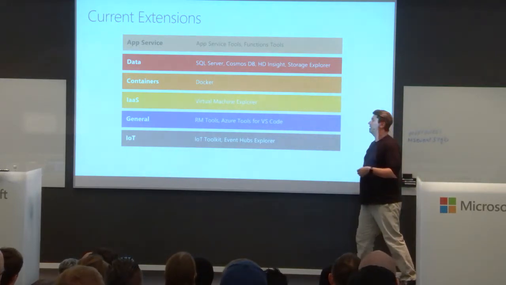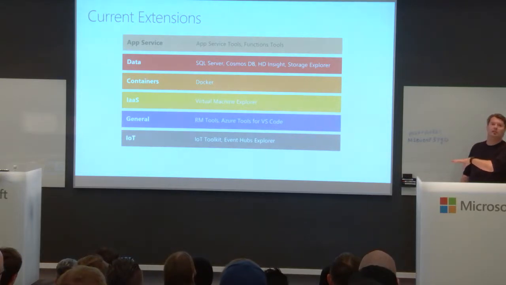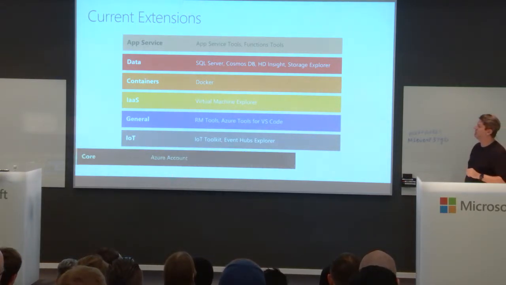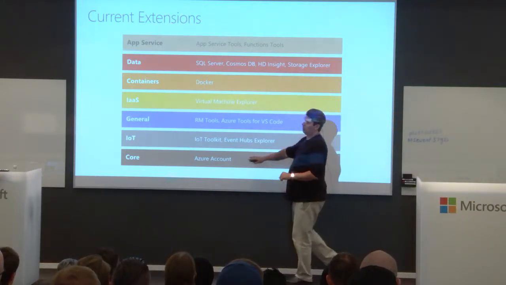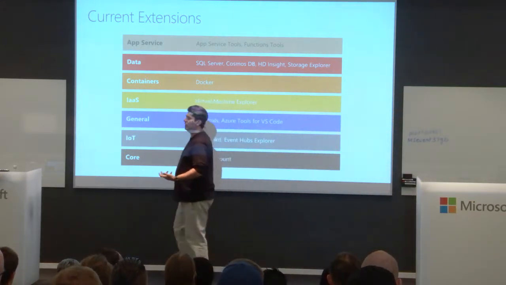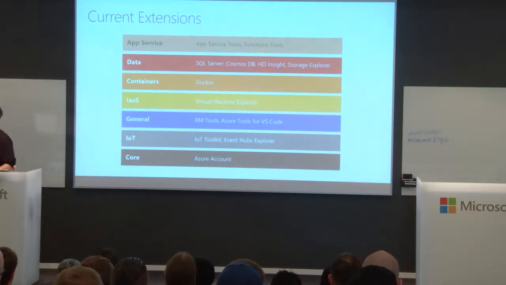IoT, there's an IoT toolkit that rolls in a couple of different extensions. And recently they put out an Event Hubs Explorer. So if you're doing IoT to Event Hubs, you can actually look at your Event Hubs from within VS Code. And then there's a core. The core at this point is really this Azure account extension. The idea behind the Azure account is to make it easy for extension developers to log into Azure, take that token, take those credentials, and then pump it through their extension to be able to do other stuff. I just want to point out that all those exist.